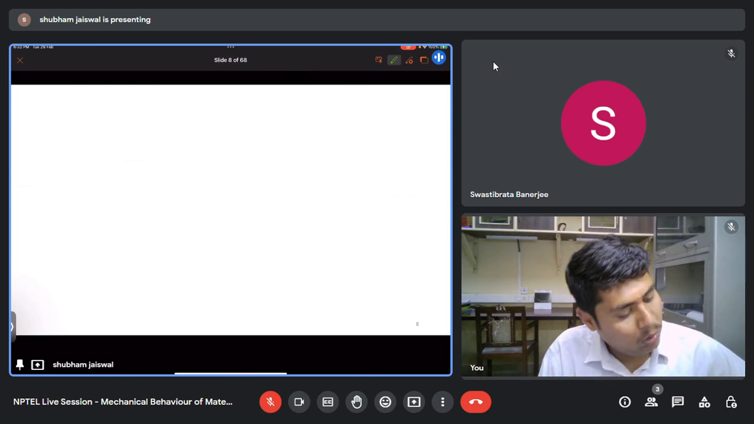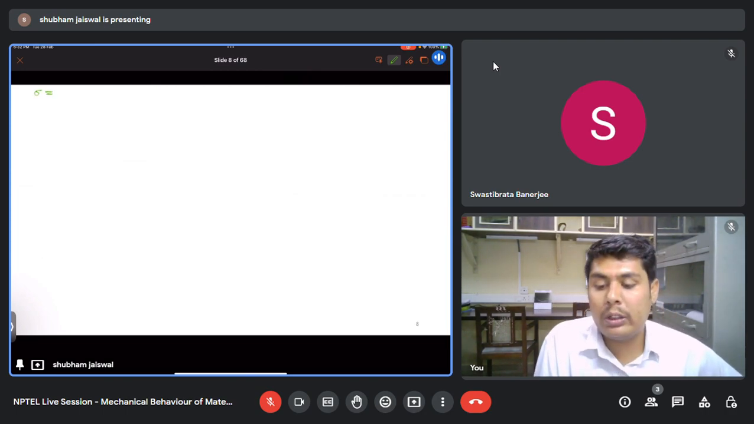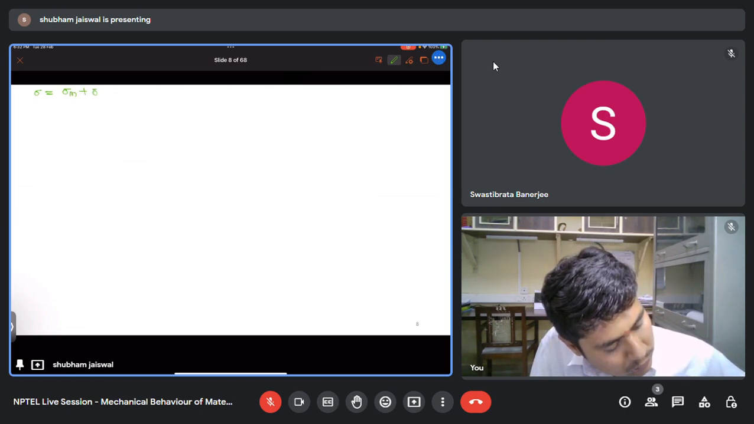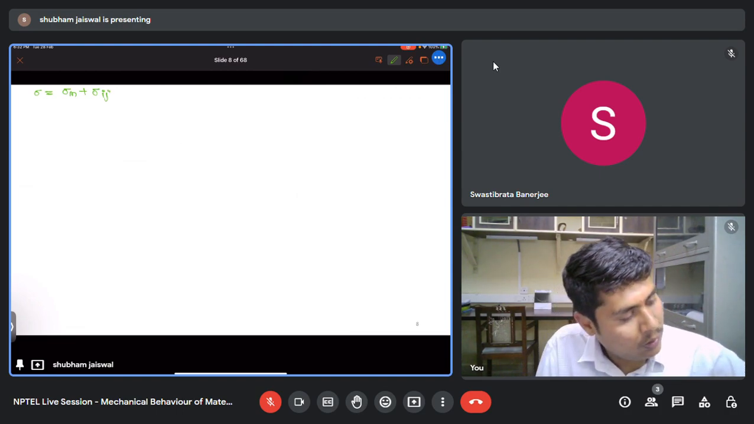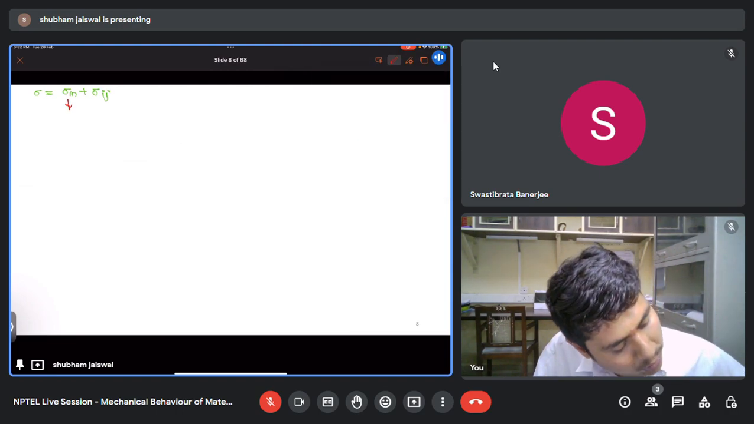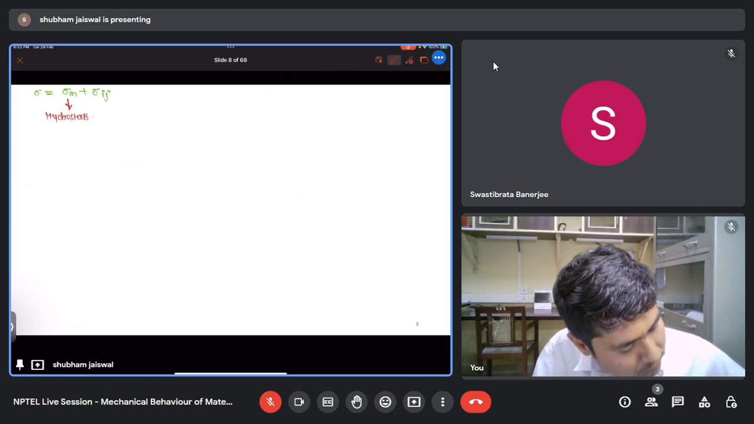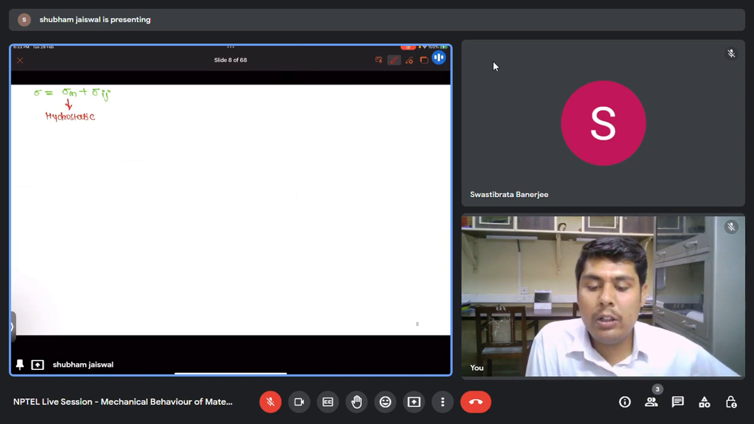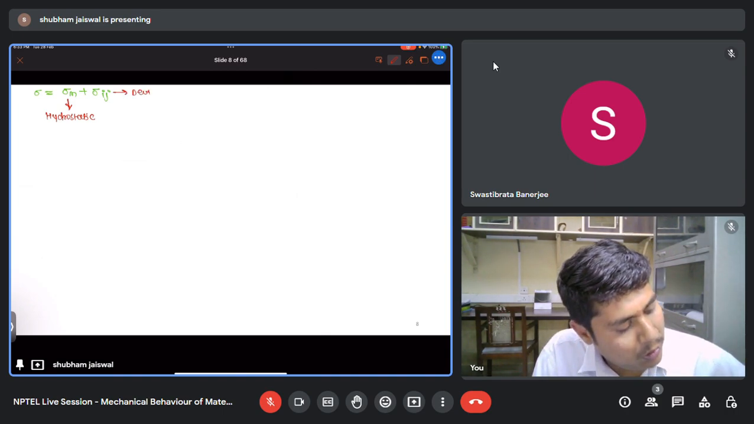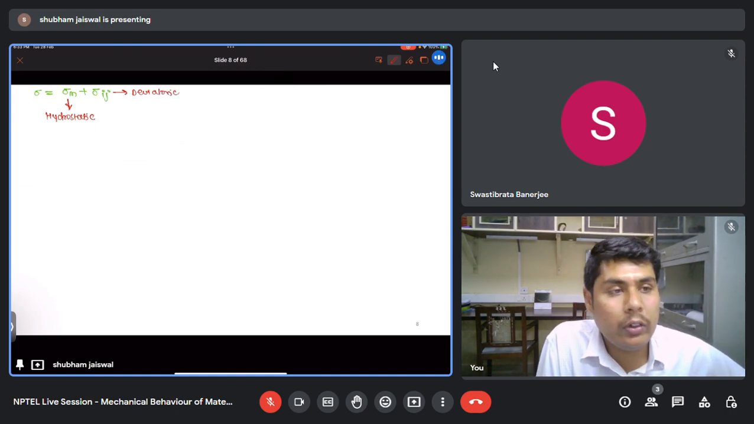Okay. So my sigma is made up of two stress conditions, that is sigma m plus sigma ij, where sigma m is my hydrostatic component and sigma ij is the deviatoric component, and it is composed only of shear stresses.